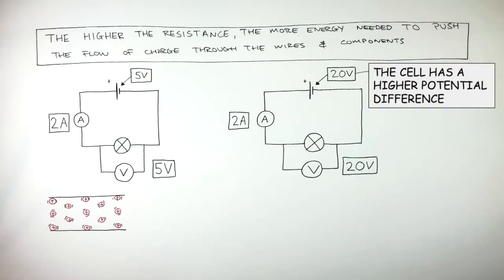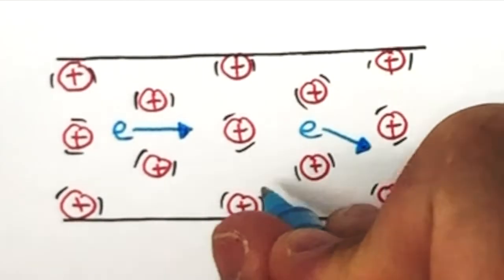Here is a close-up of the metal wire from the circuit on the left. We're going to use this to explain why this circuit has a lower resistance. The red circles with crosses represent the positive ions, and these vibrate about a fixed position, represented by the movement lines in the diagram. These blue E's represent the flow of charge, in other words, the electric current.